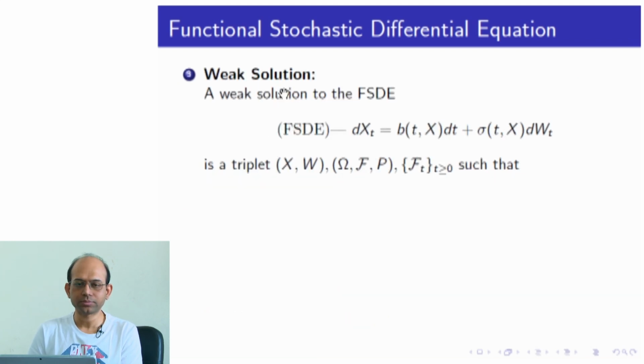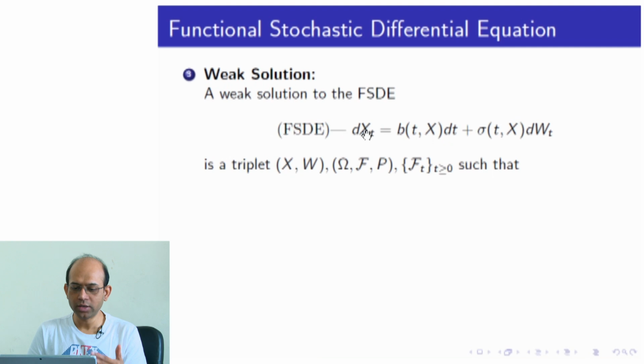So these are progressively measurable, that is the assumption on b and sigma. Now we are defining a weak solution to the following functional stochastic differential equation. It looks like dX_t = b(t, X) dt + sigma(t, X) dW_t. Earlier the SDE looked like dX_t = b(t, X_t) dt + sigma(t, X_t) dW_t. But here b is a function of the whole path, which is present here, not evaluated at time t. Sigma also depends on the whole path. This we call FSDE in short, the functional stochastic differential equation.